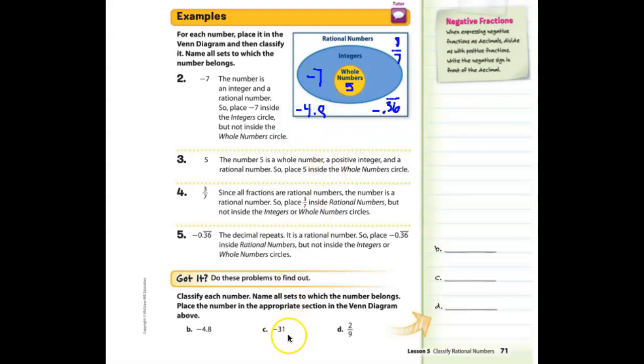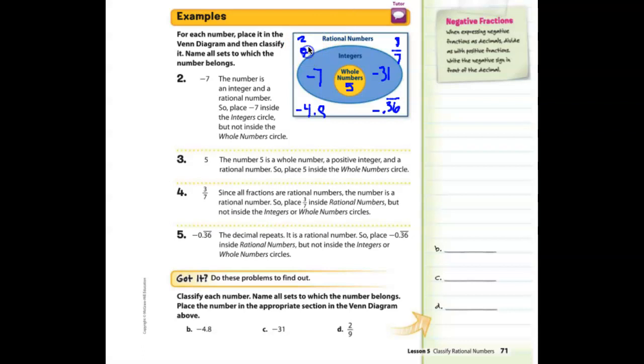What about -31? Answer that, please. -31 cannot be a whole number because it is negative. So the category that it will be in is integers. And then 2/9. It's not negative, but it's also not a whole number because it is a fraction. It's not an integer because it's a fraction. Integers cannot be fractions. So 2/9 you should have said is a rational number.